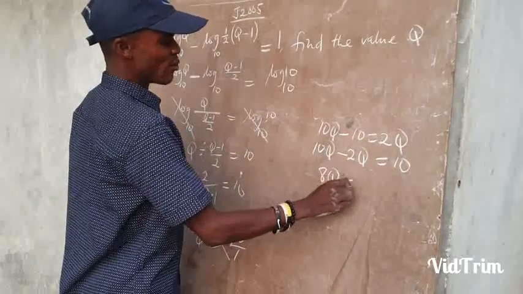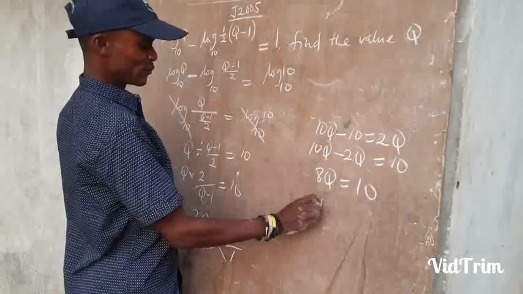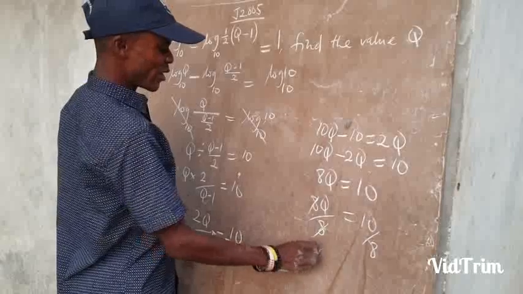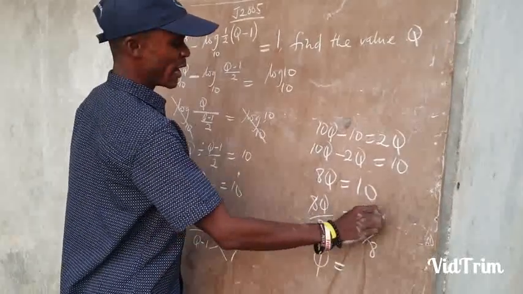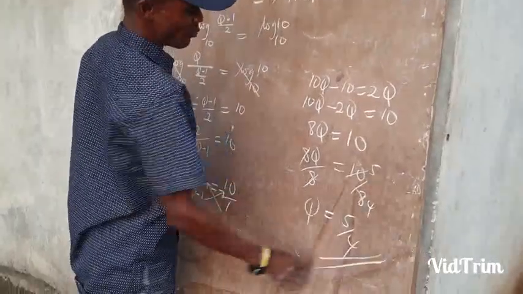Q equals 10. For you to get q, you divide both sides by 8. So q becomes, 2 can go here 5 times, 2 can go here 4 times. We have 5 over 4 as an answer to that question.